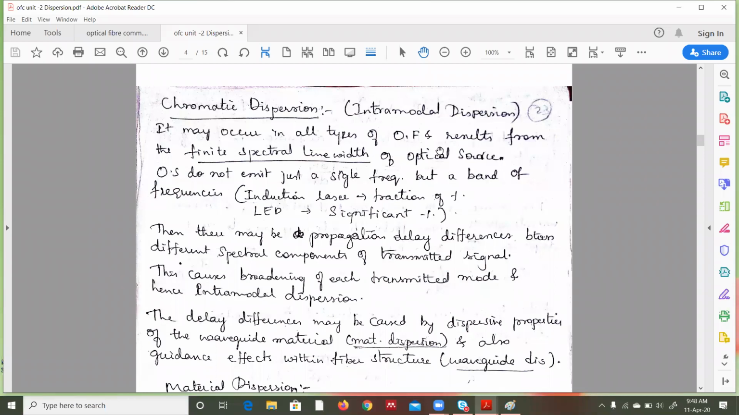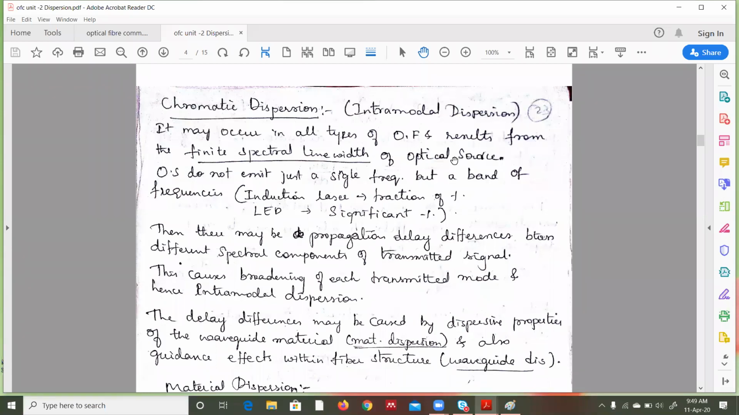So when you classify dispersion, we have two categories. One is the intramodal dispersion and the other one is the intermodal dispersion. Intramodal dispersion is the dispersion that is exhibited by a single mode, the mode itself. The dispersion caused by a mode is what we call intramodal dispersion. Let me study in detail what causes intramodal dispersion in the coming slides.